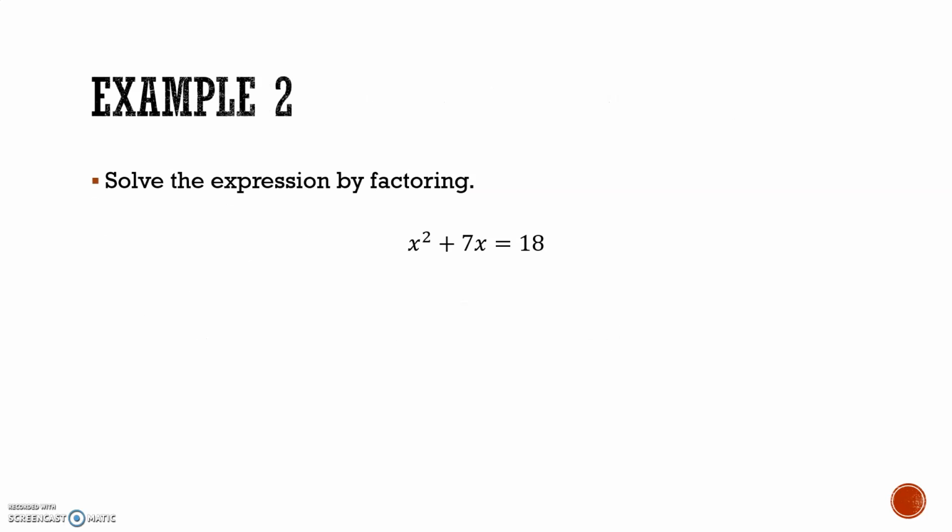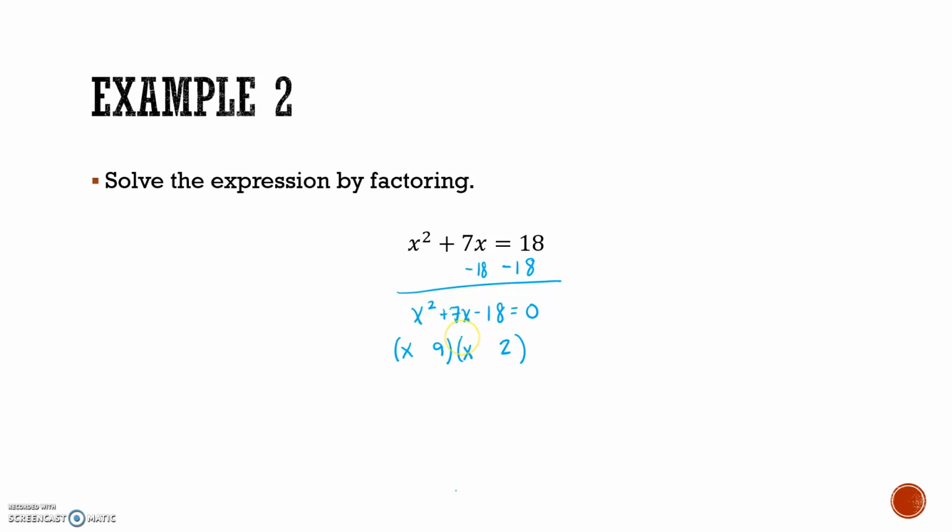So the first thing I'm going to do is get everything on the same side. That gives me x squared plus 7x minus 18. All right, now I'm going to factor this just like we've been doing up till now. And I'm going to split up my x's. What multiplies to 18 and subtracts to 7? 9 and 2. Same sign or different?